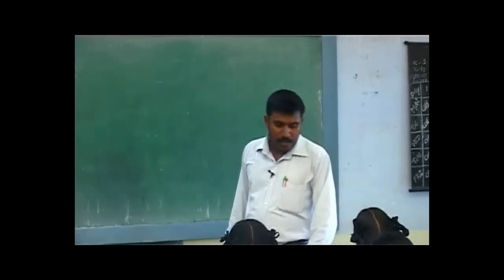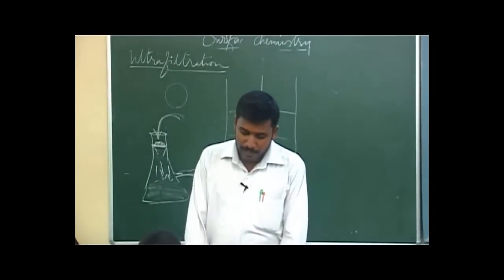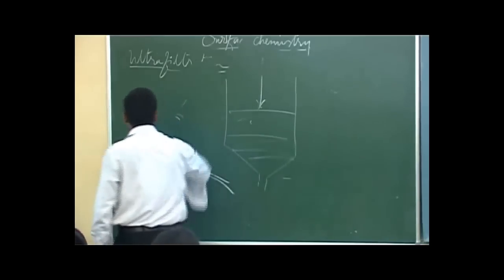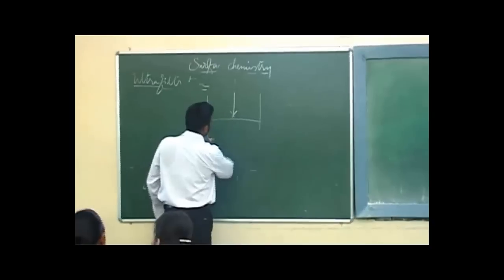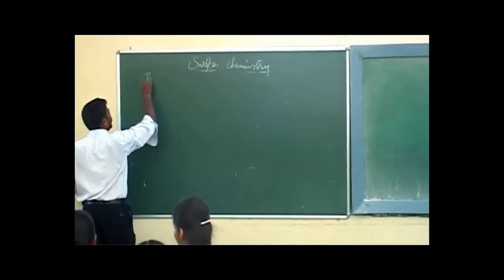Next one is what? Properties of colloids. The first property, namely the kinetic property of colloids, is nothing but Brownian movement. It's a very important 3-mark question.